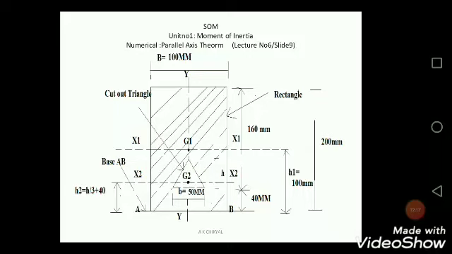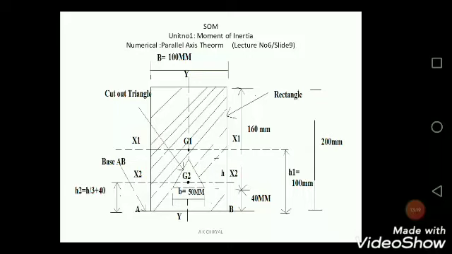Now the distance from the base of the triangle to the centroid G2 is H divided by 3. This is from the geometry part, which we have studied in applied mechanics. The centroid of a triangle from the base is given by H divided by 3. So H2 is equal to H divided by 3 plus 40.